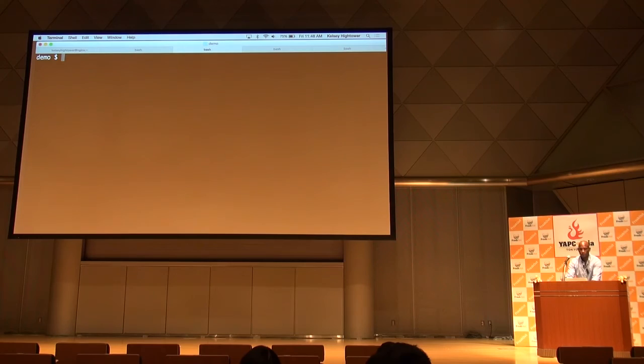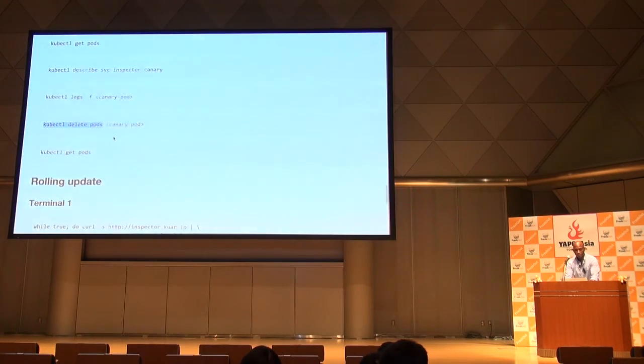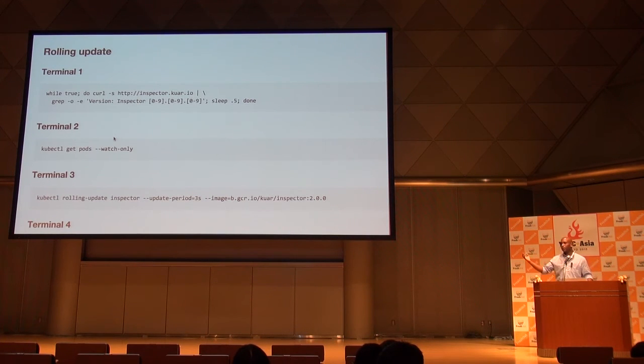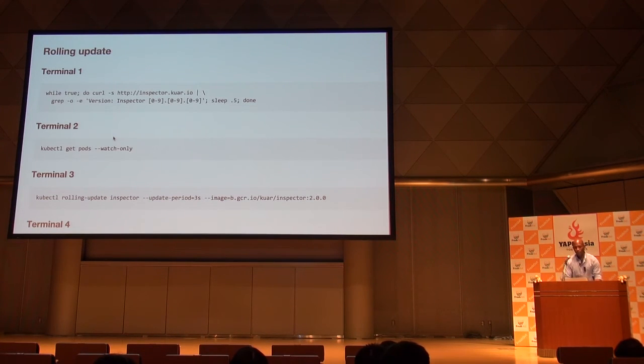All right, so that pod's gone. So at this point, we're getting ready to wrap up. Now that we have the canary and our stable running side by side, let's say we're happy with the state of things. 2.0 isn't causing any issues. There are no exceptions in the logs. We're ready to roll 2.0 out to every machine in the cluster, and we're going to do that with the rolling update command.